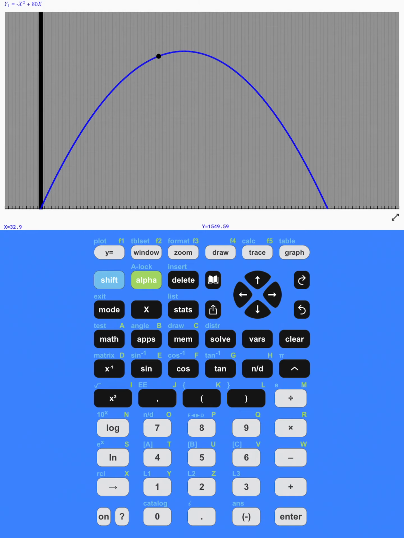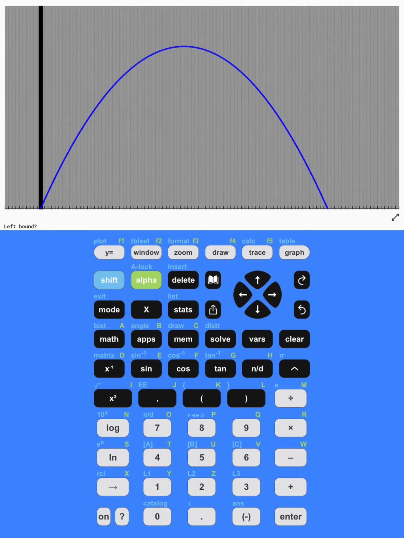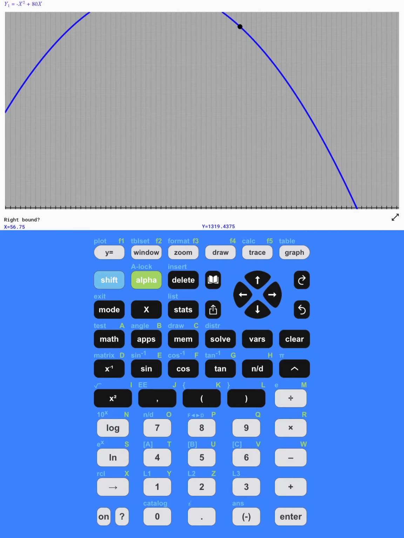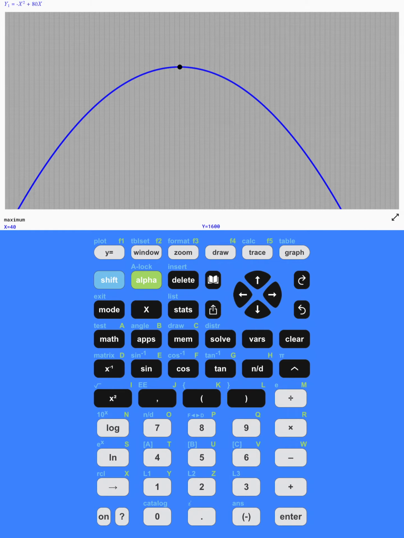Oops. Let's do that again. Second trace. I want to go to number 4. So move your cursor left bound, press enter, move your cursor anywhere to the right, press enter, and then enter again. You should see that the maximum value is 40 and 1600.